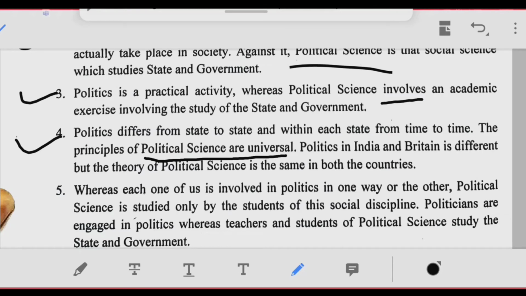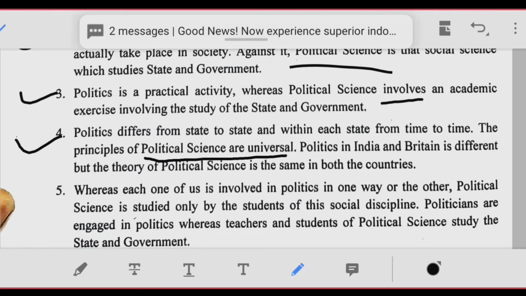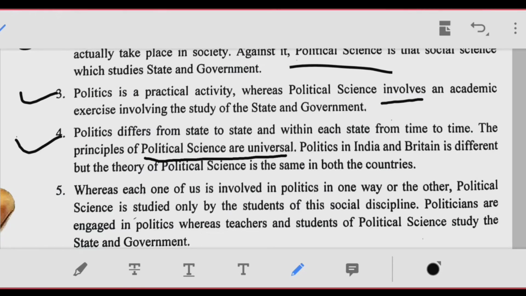Like you can see here, politics in India and Britain is different, right? The politics of India and Great Britain is different, but the theory of political science is the same. Theory means what is political science? The theory of political science is the same for both the countries, India and Great Britain. Now next one you can see here.